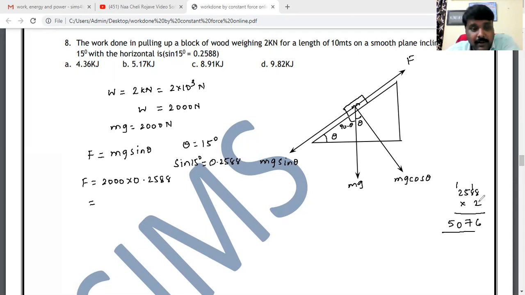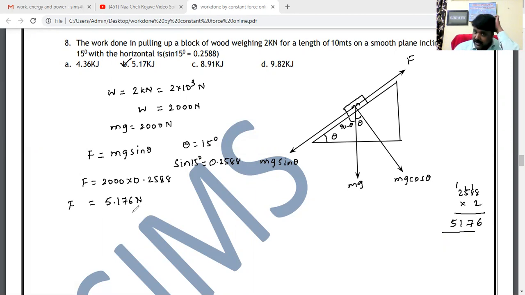Okay, let me check once again. 8 twos are 16, 6. 8 twos are 16 plus 1, 17. 5 twos are 10 plus 1, 11. 2 twos are 4 plus 1, 5. Finally, we got the value of F as 517.6 newtons. This is our option B.